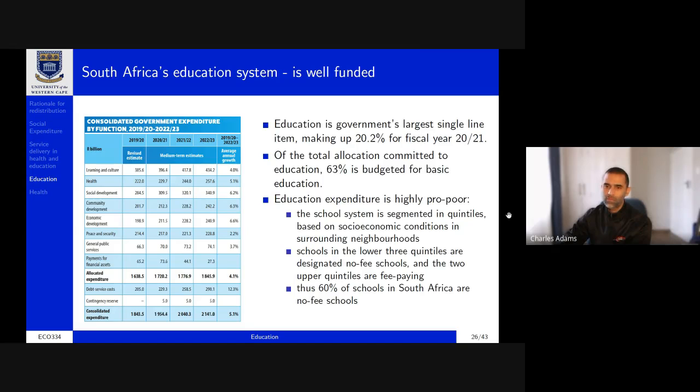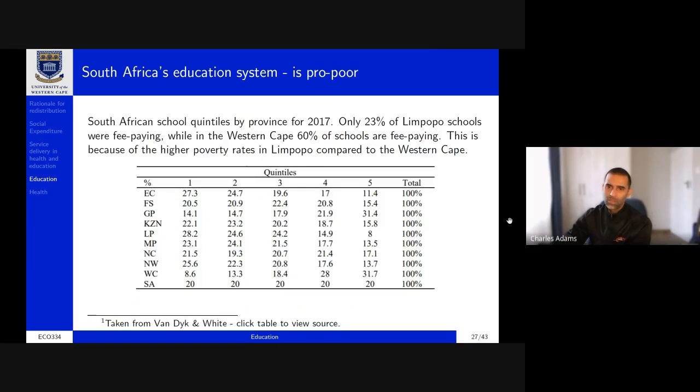Now, there are some implications that are somewhat less than ideal as a result of this, right? The fact that the upper tiers of the schools are fee-paying means that, to an extent, poorer households might be excluded from accessing those education opportunities, which is not ideal.